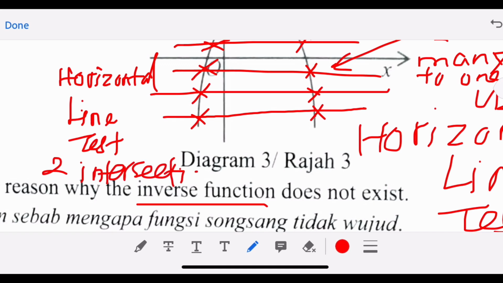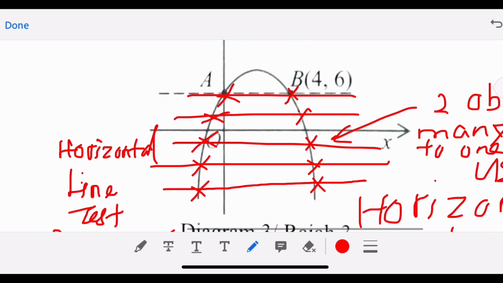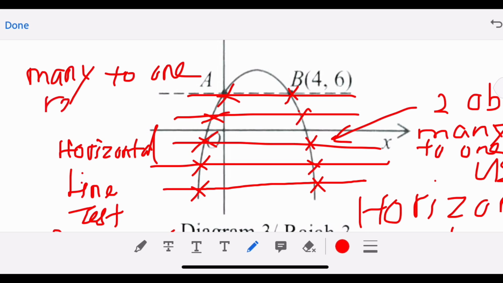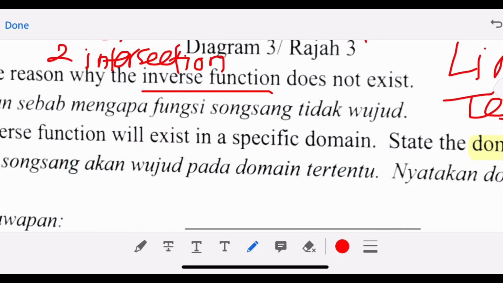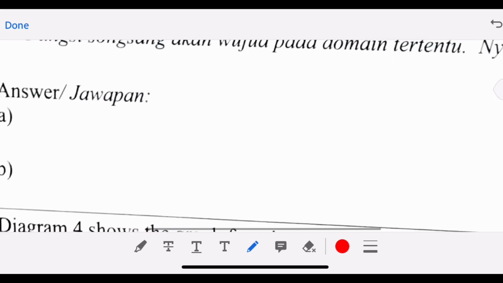There are 2 intersections, okay, 2 points when you draw the horizontal line test. So we call it a many-to-one relation. Alright, so I hope you understand how to use the horizontal line test. Now let's write down the answer. We need to answer accordingly.